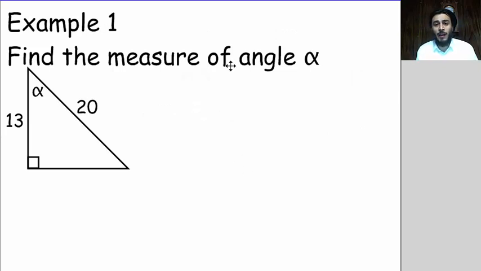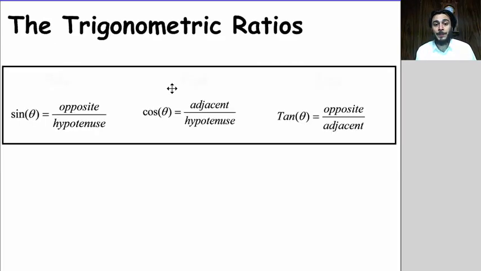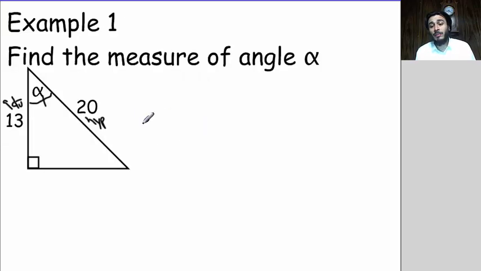In example 1 it says find the measure of angle alpha. So here is our missing angle alpha. 20 is, of course, the hypotenuse, and 13 is adjacent to angle alpha. So the trig ratio that would make sense to use here is the cosine ratio, because it involves the adjacent and the hypotenuse. So that's the formula that I have to use for example 1.